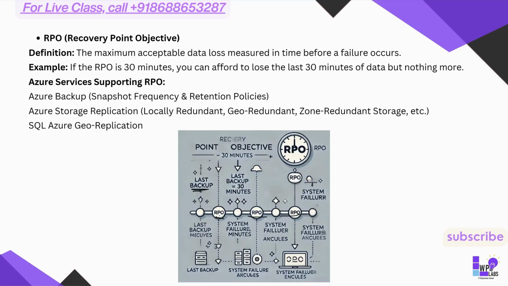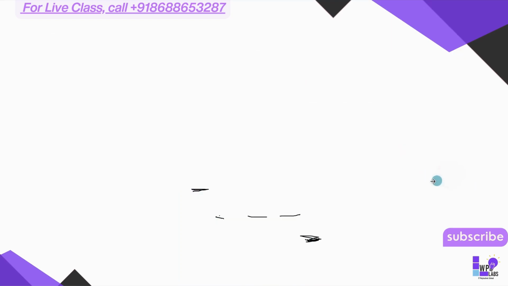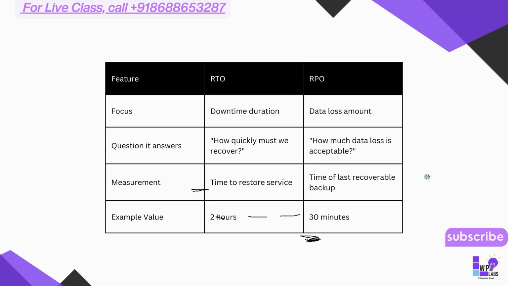And over here we have system failure occurs. This marks when the system will actually fail. Any data that is created between the last backup and the failure point will be lost as the data will not be backed up. Now, next I want to look at the differences between RTO and RPO.